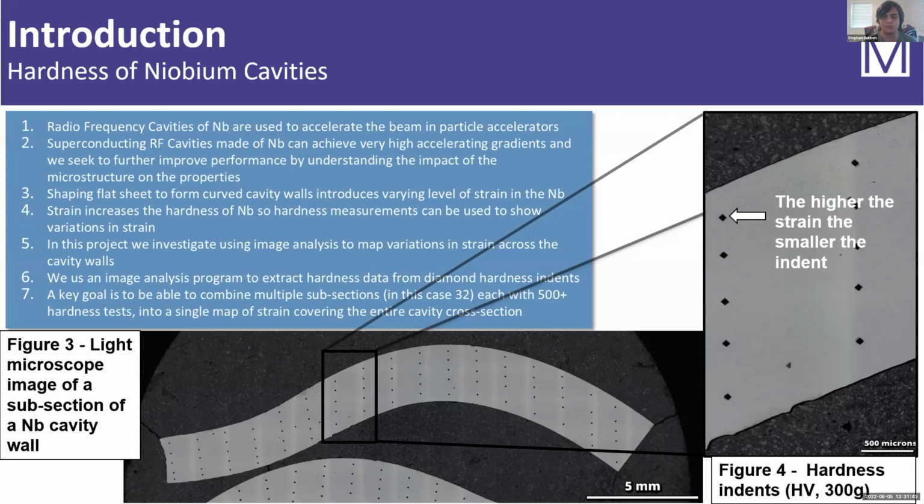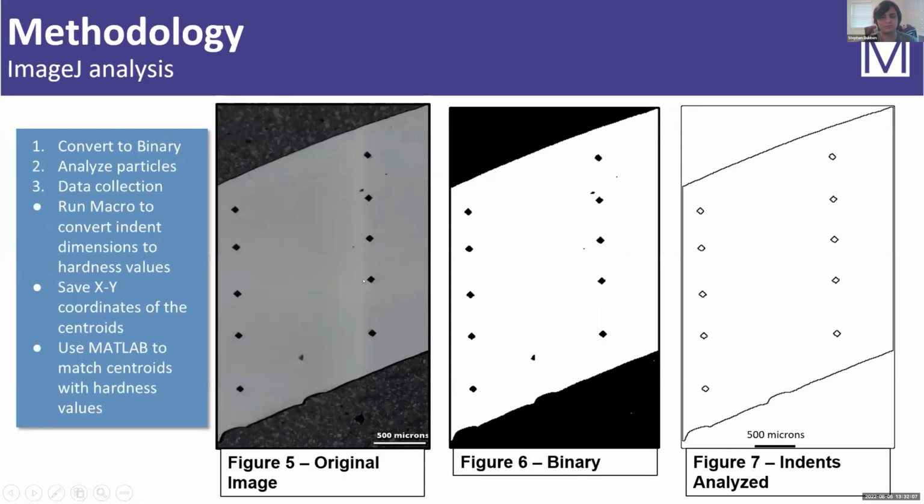And what we want to do is understand the strain so we can correlate strain with hardness testing, because hardness testing is much easier to do than strain testing. And we will be using an image analysis software to extract our hardness data from diamond hardness indents and be able to combine many, many hardness tests onto a single image.